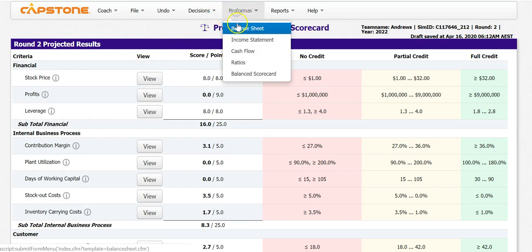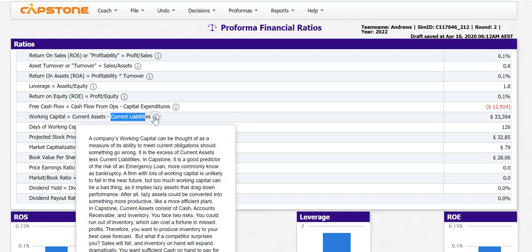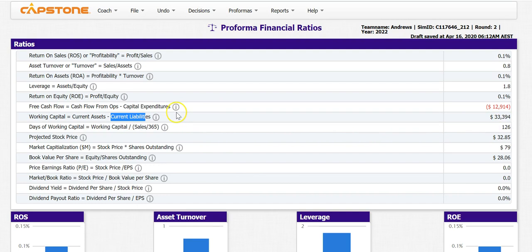So let's go back up there and have a look at ratios again, and we can see that it's got something to do with working capital, obviously. Working capital is current assets minus current liabilities, and there's a whole range of information about that in there. And at the moment, I've got 33 million. And the days of working capital is the working capital divided by sales and the number of days in the year. So it's what's the sales per day divided into working capital, which is 126. So this basically says that if I didn't sell anything tomorrow, then I would have 126 days I'd be able to trade without, and still survive.